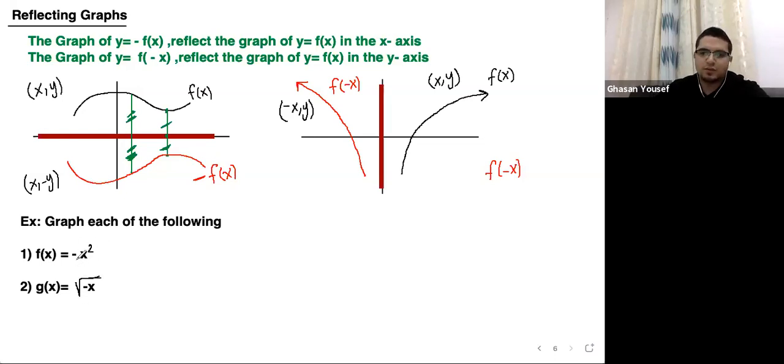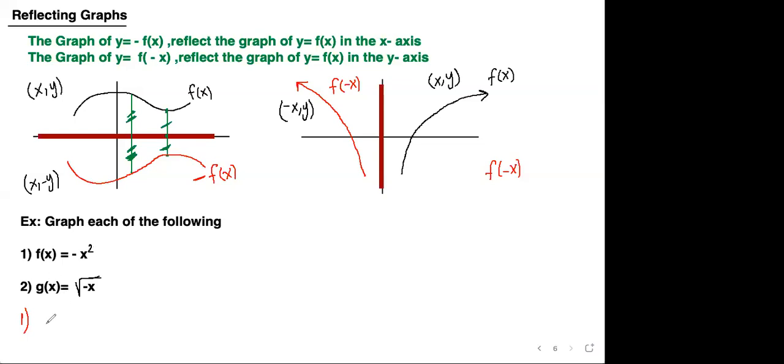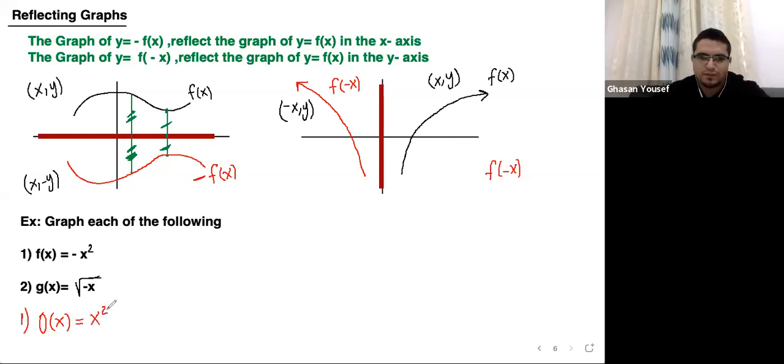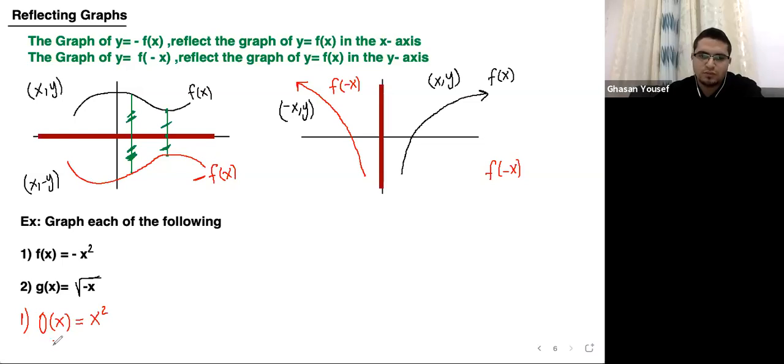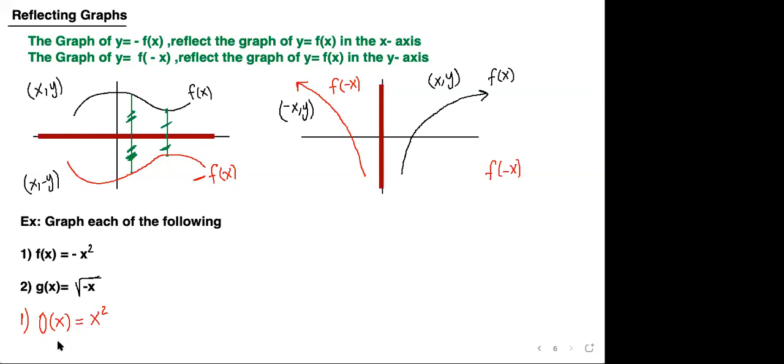So for the first one, what is the original function before I do anything? The original function is f of x equals x squared, positive x squared. This is the original function. Now, what do I have to modify in the original function to make it similar to f of x? How can I get the negative here? You write negative f of x.